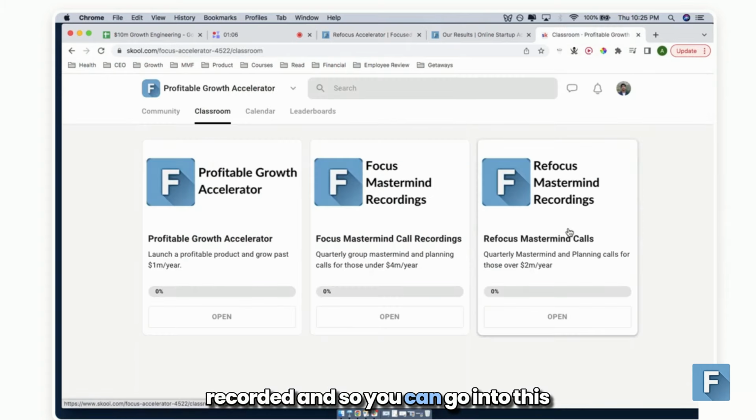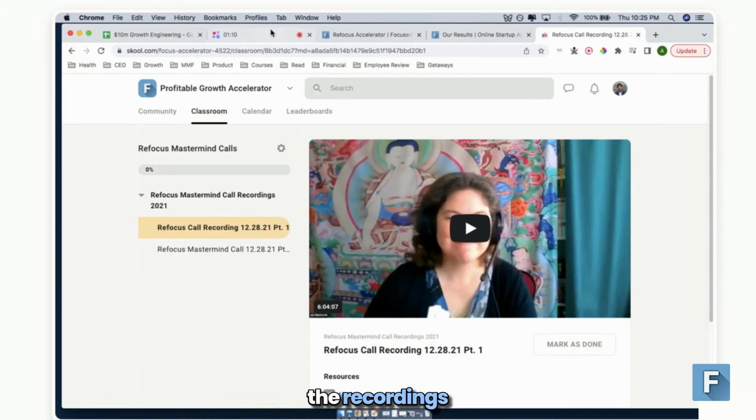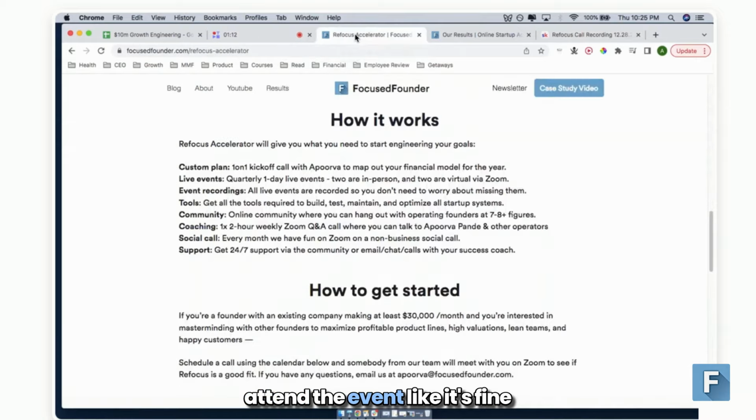And so you can go into this section right here and see a list of all the recordings. So that way, even if you're not able to attend the event, it's fine. You'll still be able to learn and get the energy that you need from them. And these events are really great because, I don't know if you've been to a conference or anything where there's a large group of people that are excited about the same thing, there's a certain fervor that builds up and gives you momentum even after you leave.